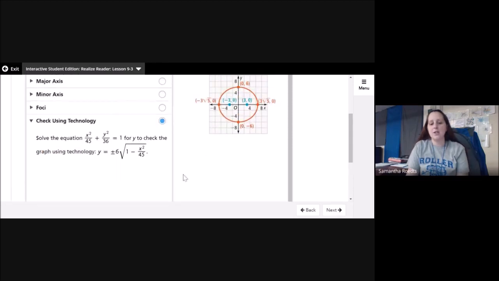You can check using technology. Solve the equation x squared over 45 plus y squared over 36 equals 1 for y to check the graph. Using technology, y equals plus or minus 6 times the square root of 1 minus x squared over 45.